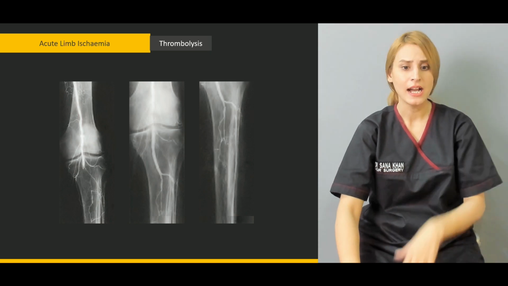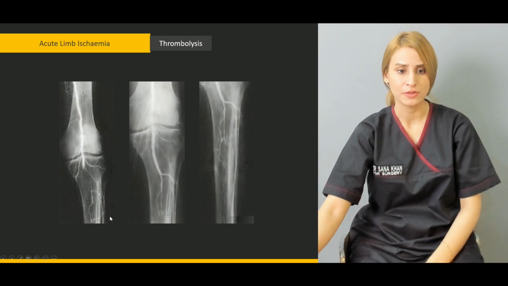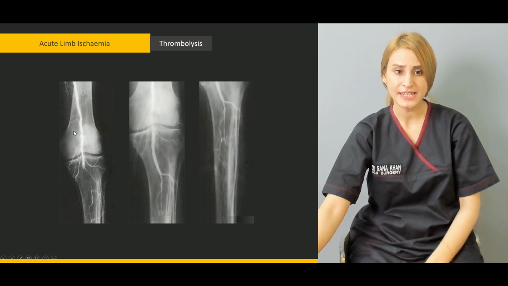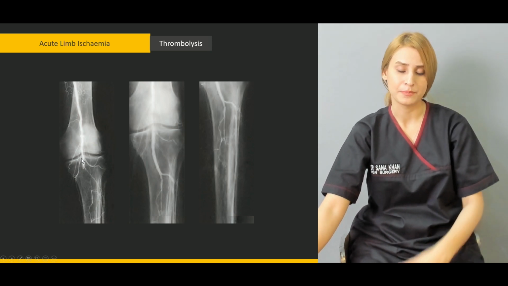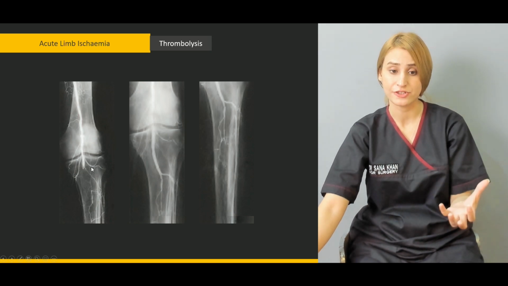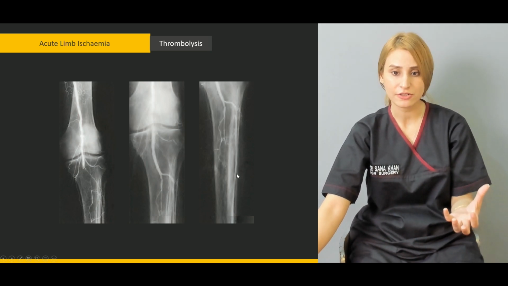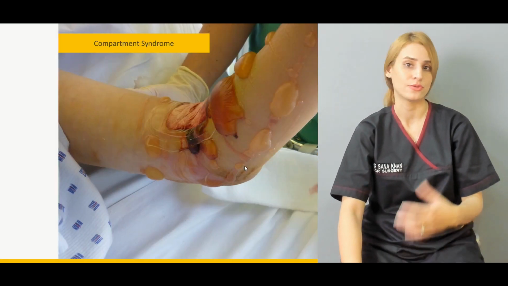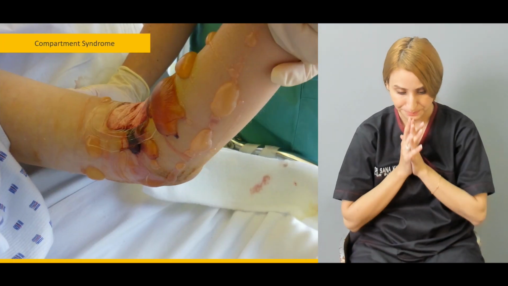As you can see here in the picture, this is the distal part, the distal vasculature is being compromised. You put the catheter, and then the vasculature or the blood supply is being restored.